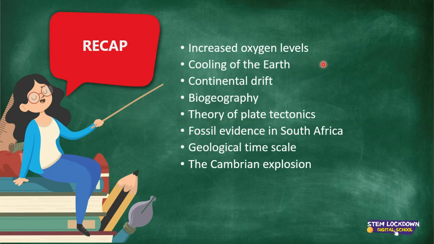Good. So, under cooling of the earth, we said that as years went by, the earth experienced extreme cold, and this was due to large sheets. These large sheets are glaciers. Glaciers are large sheets of ice that form through the process of glaciation. This was caused by a number of factors: continental drift, changes in the Earth's orbit, climate change, and others that we touched on.